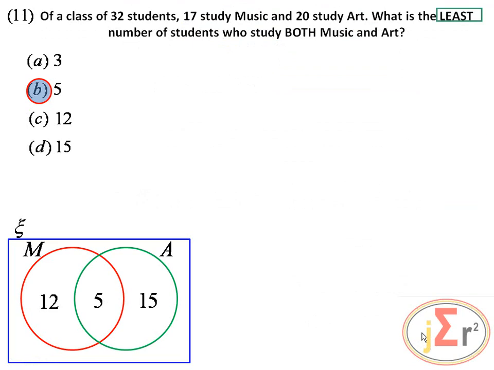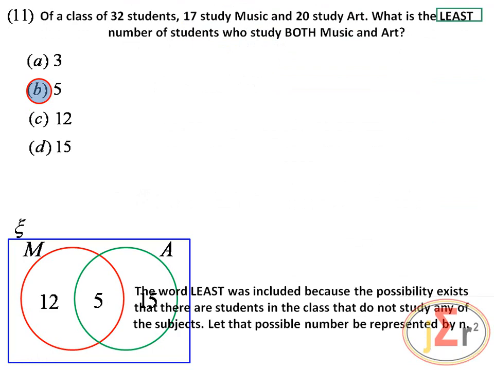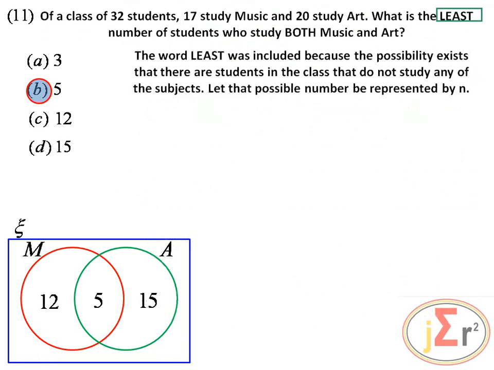We are taking a look at the word least, why it is placed there in the problem. The word least was included because the possibility exists that there are students in the class that do not study any of the subjects. Let that possible number be represented by n, and we put it right here in the Venn diagram, but not in any of the sets because it is not a part of any of them.